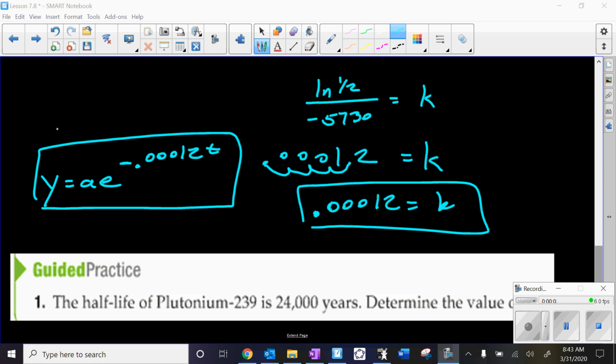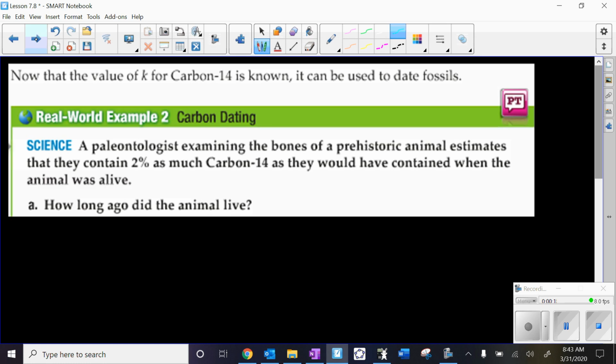Now that we know the equation for carbon-14, we're going to use that in example 2. So don't lose that equation once we get to question 2 or example 2. Notice how they're still talking about carbon-14 in here. So anytime you see carbon-14, that should ring a bell that I need to use that equation that we came up with in example 1.